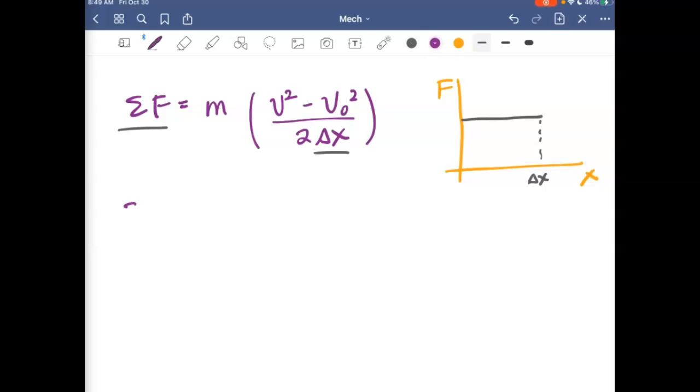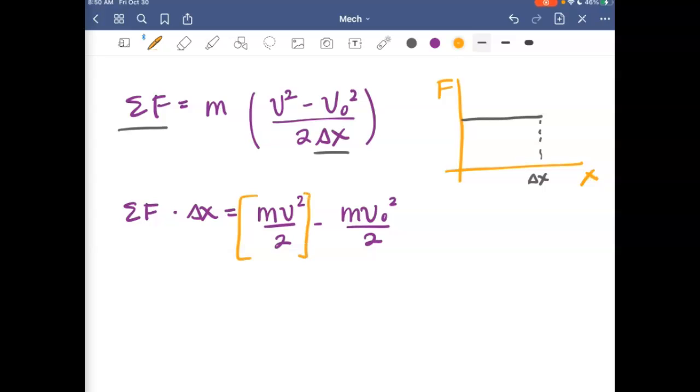So I could write this as the net force times delta x would equal mv squared over 2 minus mv initial squared over 2. So this right here may look really familiar. You may have seen the function mv squared over 2, or 1/2 mv squared, before. But what's really the essence of what's happening here is that the force that you're applying is causing a change in velocity. So the object went from not moving to moving.